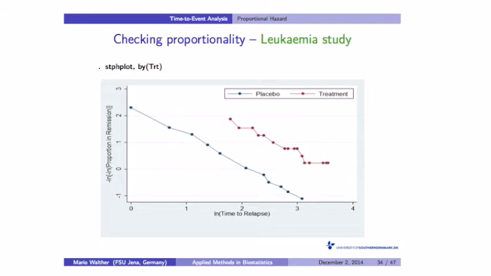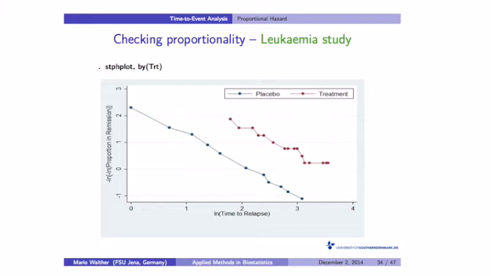So, what do you say about that one? What did you say? It's quite parallel, yeah. I think if you optimize it and you draw a line here and a line here, then you would deduce it's quite parallel. And so the proportional hazard assumption is fulfilled in this case.